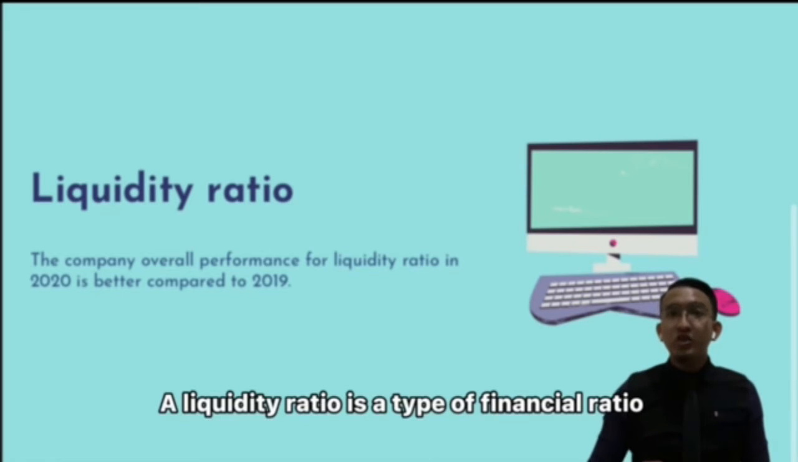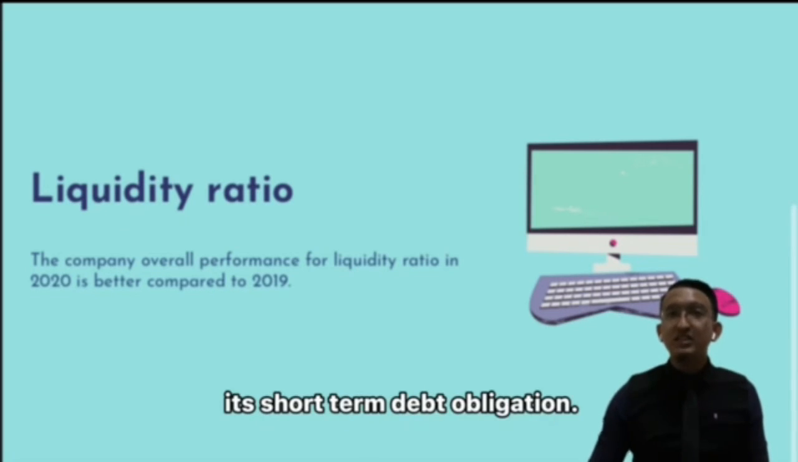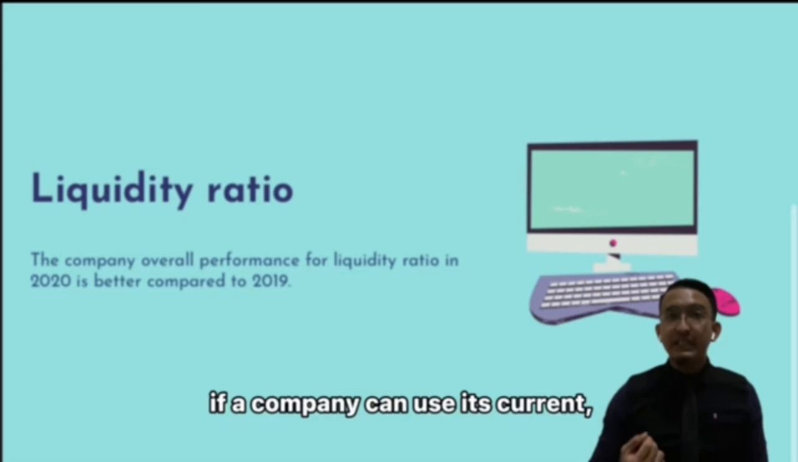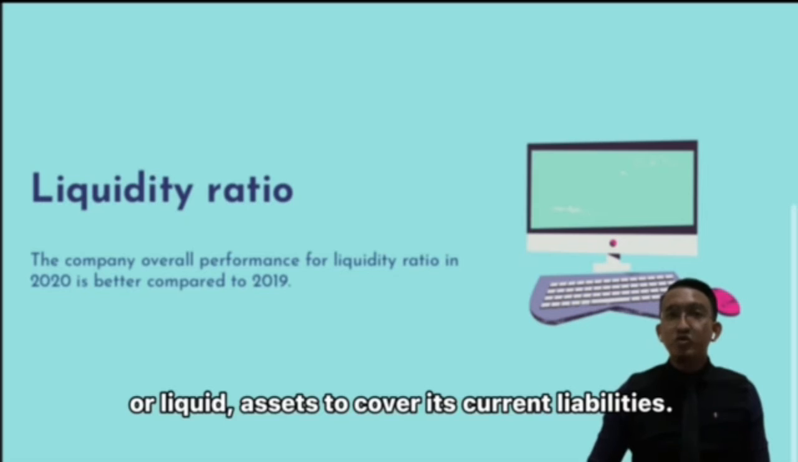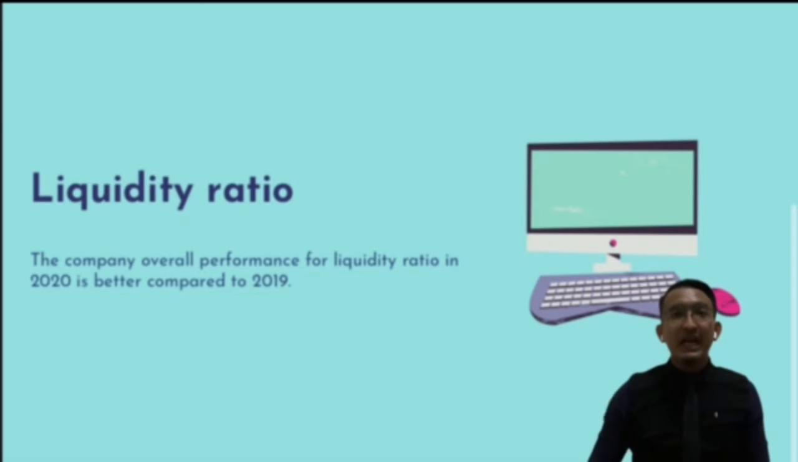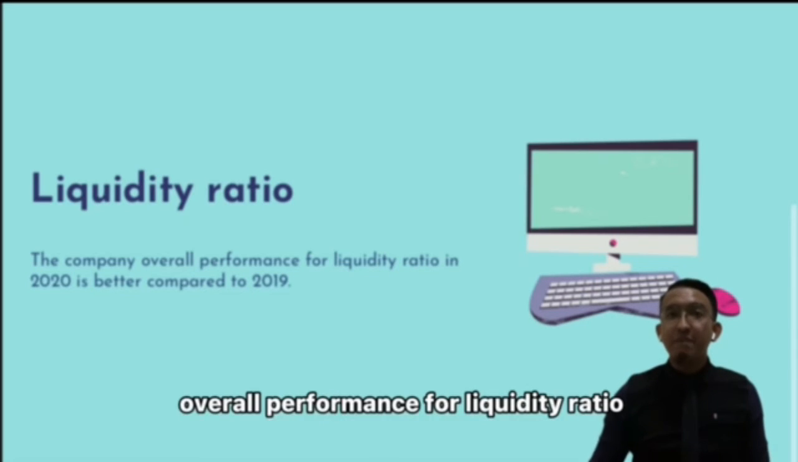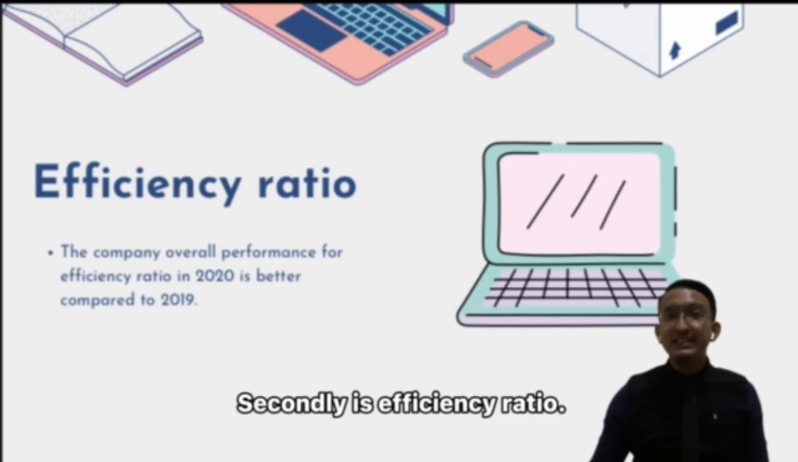First is liquidity ratio. A liquidity ratio is a type of financial ratio used to determine a company's ability to pay its short-term debt obligation. The metric helps determine if a company can use its current or liquid assets to cover its current liabilities. The financial performance of Meraki Berhad is the company overall performance for liquidity ratio in 2020 is better compared to 2019.